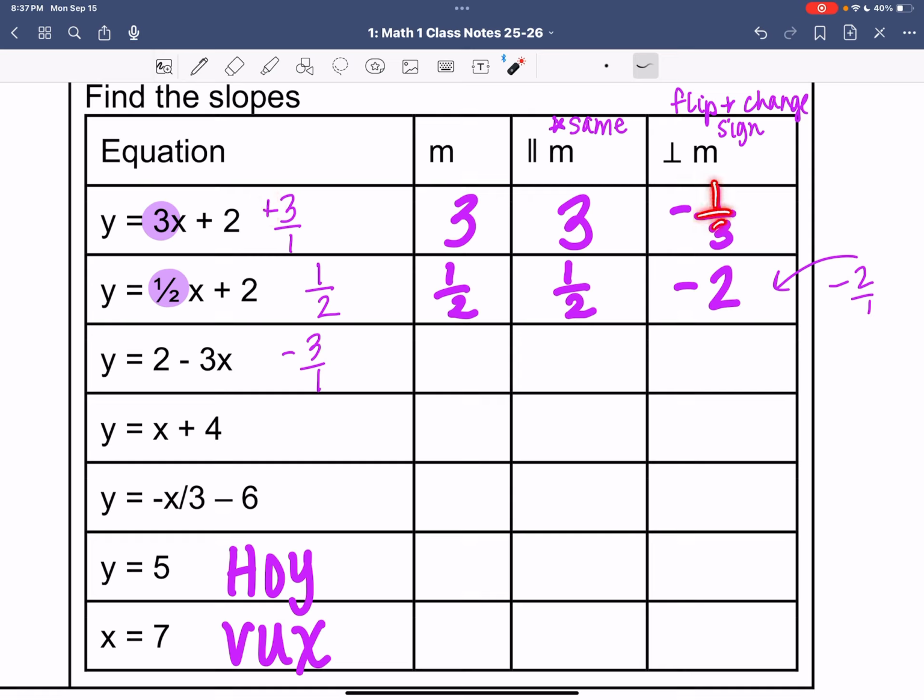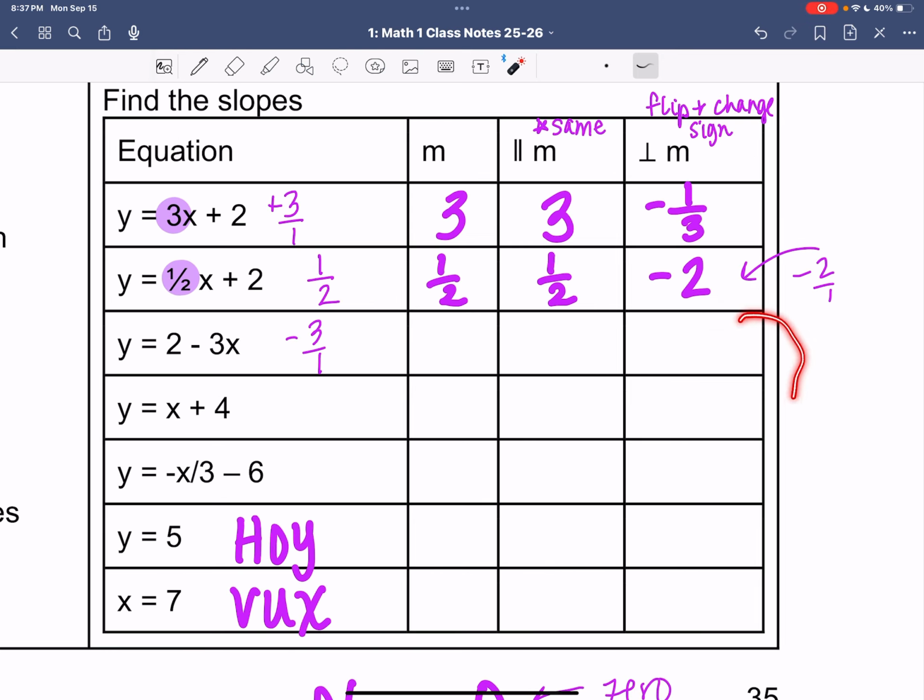So we flipped it and then we changed the sign. So that's perpendicular. So now let's look at this. Well, your slope, I look for my x, and slope is multiplied by x. So if your slope's 1/2, it's going to be the same for parallel. Now, if you flip these two, you're going to get 2. And if this is positive, change it to a negative. And that's your new slope.